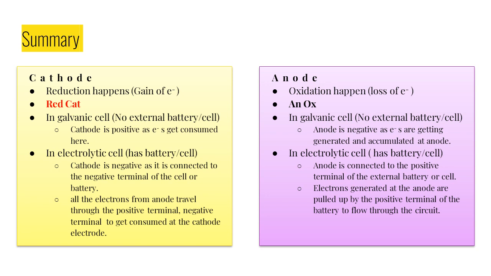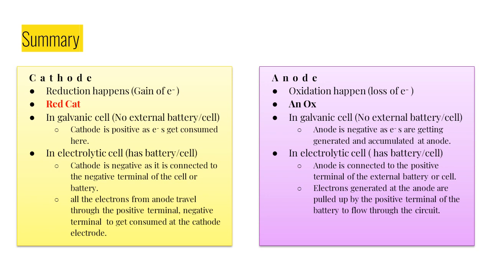Now in an electrolytic cell, where an external source of battery or cell is there, what will be the polarity? Here the cathode is negative, as it is connected to the negative terminal of the cell or battery, and all the electrons from the anode, where oxidation is happening and electrons are getting released, will travel through the positive terminal, then the negative terminal, to get consumed at the cathode electrode. So that's why in an electrolytic cell, the cathode is negative.